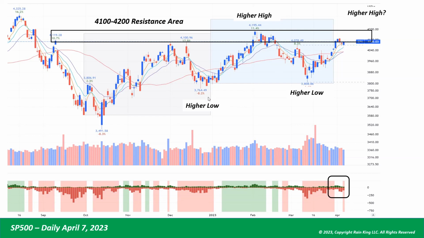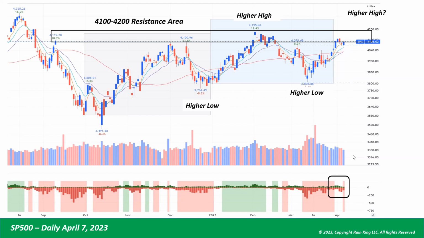highs? Noted on the chart, we've had an uptrend, though a very sloppy, choppy uptrend of higher lows, higher high, higher lows, and we're looking for another higher high. If we can really get above this box, that would be very, very bullish.